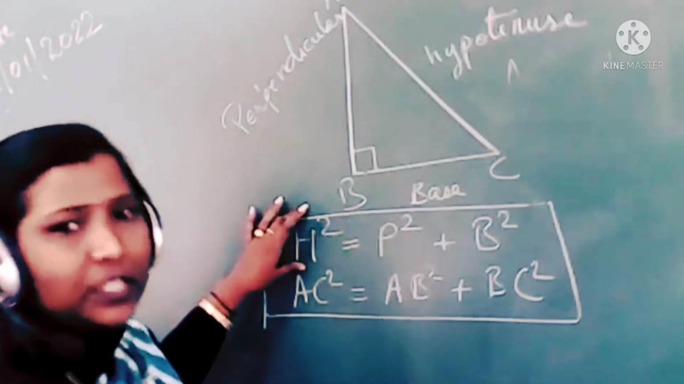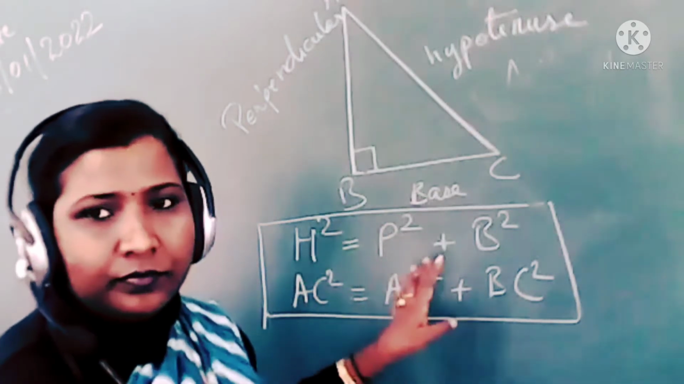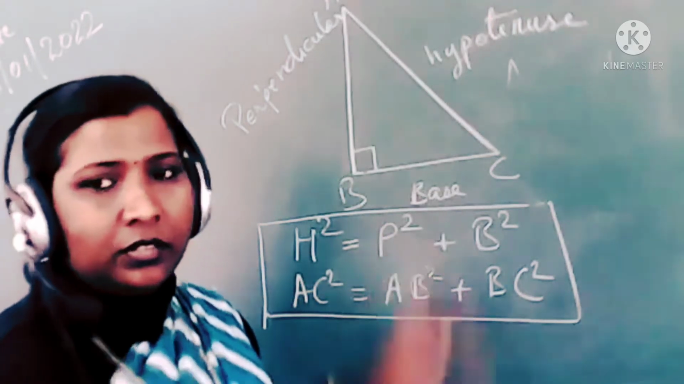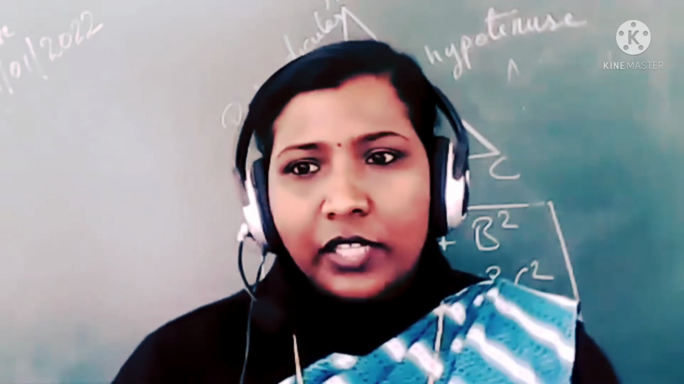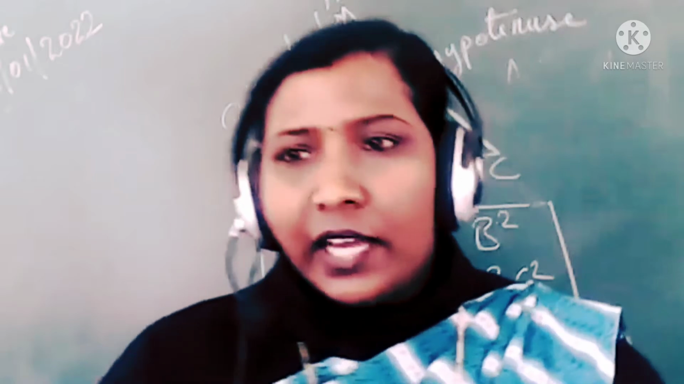So that's why I'm giving this formula: h square is equal to p square plus b square. Understood? Clear? So I think all the concepts are clear for this topic, so I can start with the exercise.